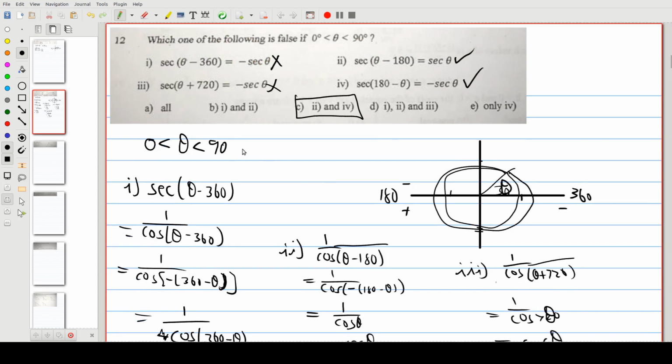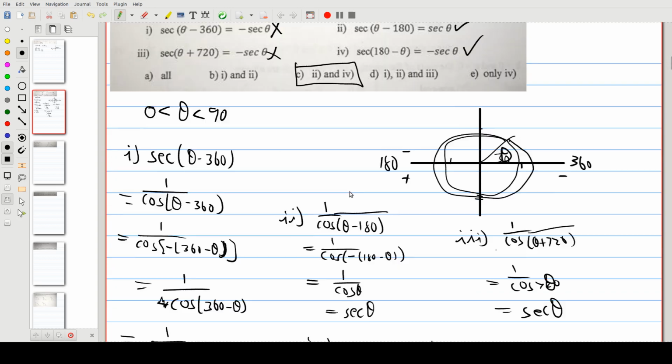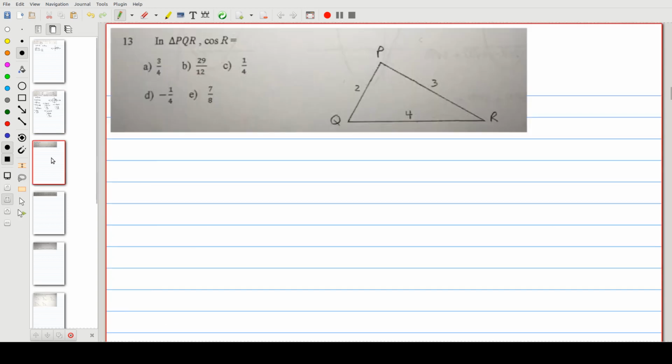Great. So quite a bit of work to do to find all the possible options, and there are quicker, shortcut ways, but I just wanted to go through it fairly slowly. Alright. Then we get this triangle. In triangle PQR, cos R. It's not a right angle triangle, or at least we can't say that it is. It might be, but we're not told that, so we can't assume that. So we'll have to use the non-right angle triangle formula for the cosine of R.